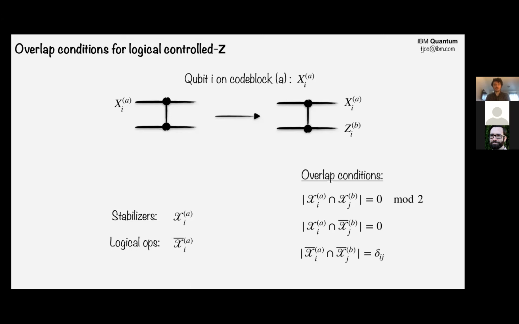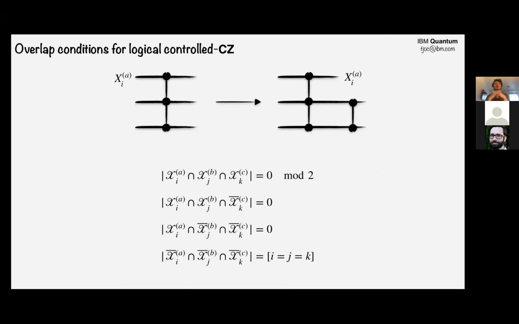Okay, so that's the high level of what you need for a logical controlled Z. And now we can generalize this to what you need for a logical controlled-controlled Z. The key for understanding this is that under the action of controlled-controlled Z, an X operator gets mapped to X and a controlled Z on the other two blocks. And so you can generalize these overlap condition requirements.